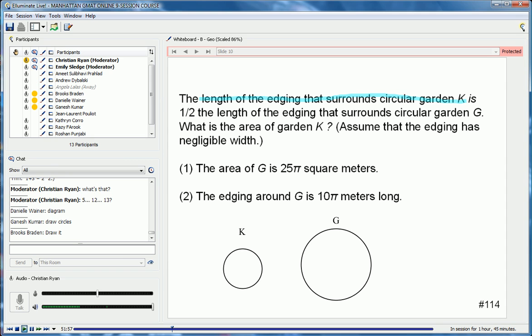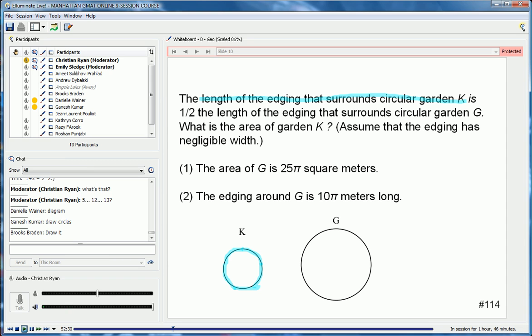So, what does that mean? The length of the edging that surrounds circular garden K. And later on they tell you that the edging has negligible width. So here from above, you wouldn't see it. Yep, you're typing it in. It's circumference. So this distance here, if you even need to draw your pen around it to see it, yeah, that's the distance around a circle.